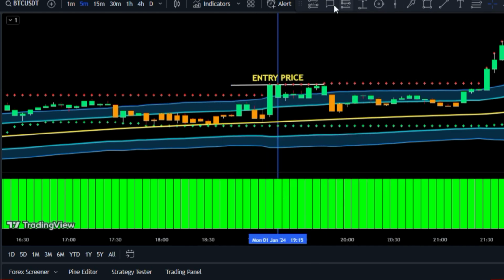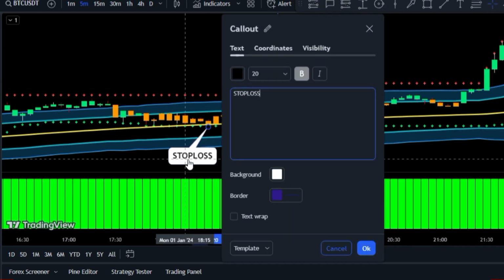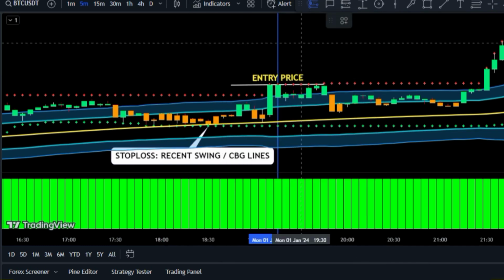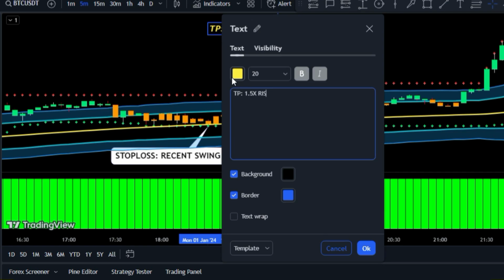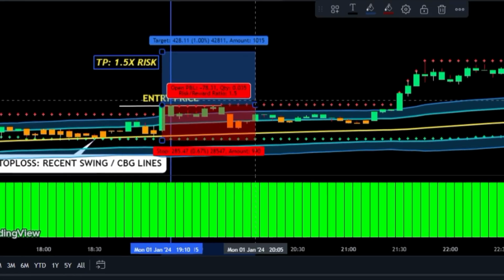But remember, setting a stop loss is crucial. You can use the CBG indicator bands or the recent swing for this. And for the target, aim for a risk-reward ratio of 1 to 1.5.